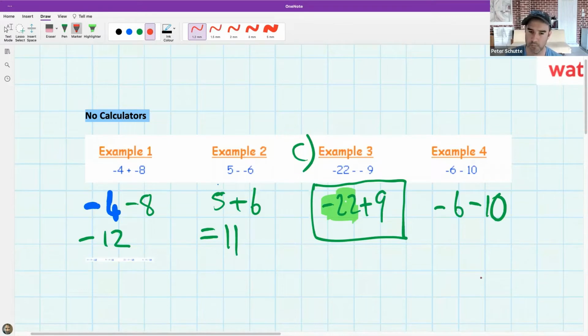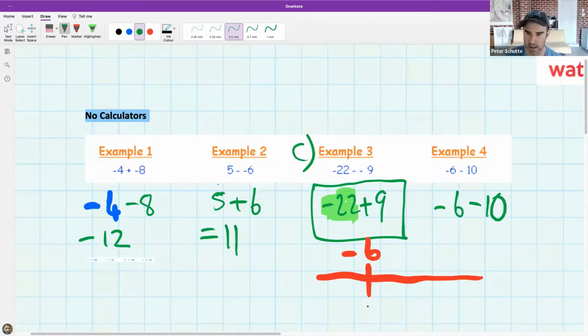So on my number line, I'm at minus 6, but now I'm taking away 10. And so I have to ask myself, what direction am I going in? And because I'm taking away 10, I have to go in that direction. And so I can see that you guys, for the most part, let's see those answers coming through. Okay, it's going to be minus 16.